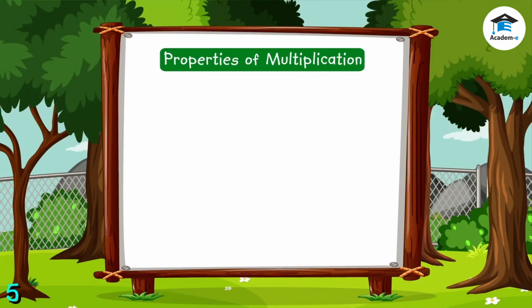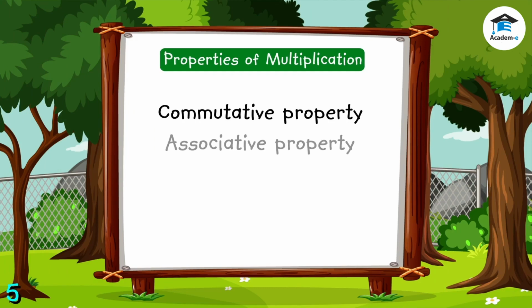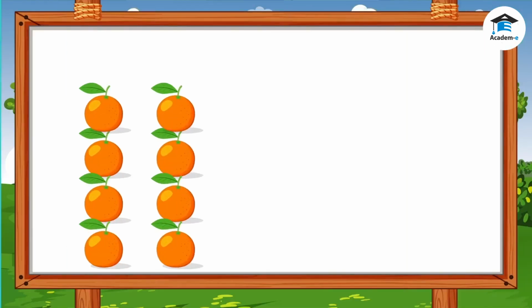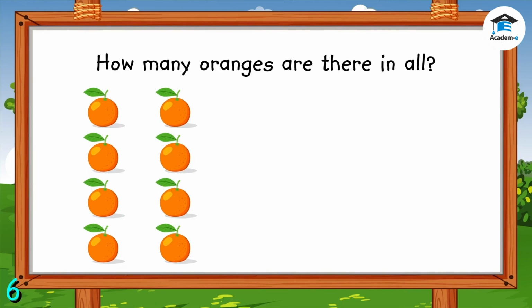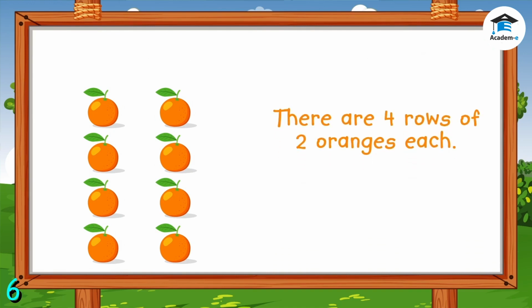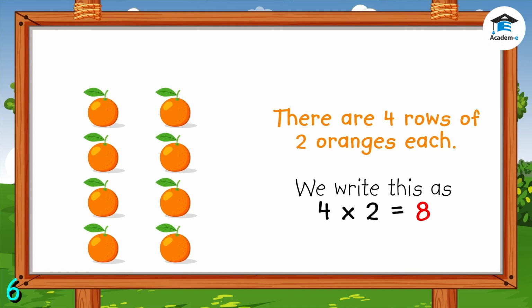Properties of multiplication: commutative property, associative property, zero property, identity property, distributive property. How many oranges are there in all? There are 4 rows of 2 oranges each. We write this as 4 times 2 equals 8. We say 4 times 2 is 8.